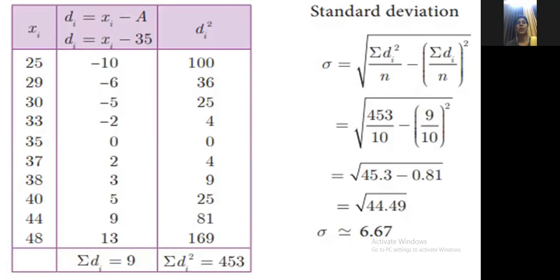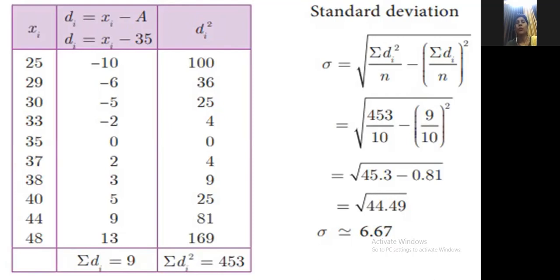Here you can see that we have a table where the first column is the data given, the second column is the deviations, and the third column is the deviation square. So the sum of the squares of the deviations, summation d square, is equal to 453. The sum of the deviations is 9.